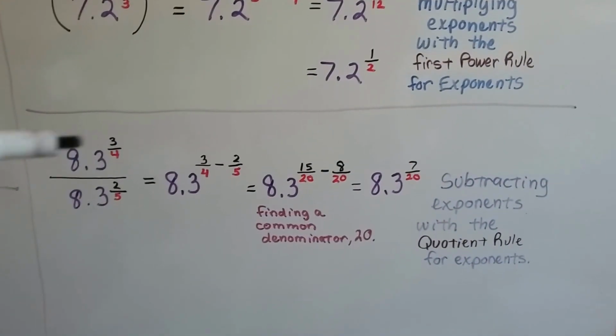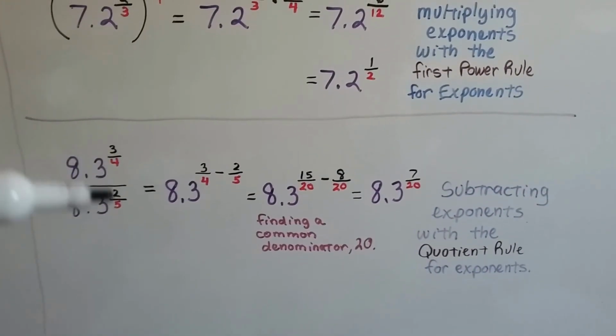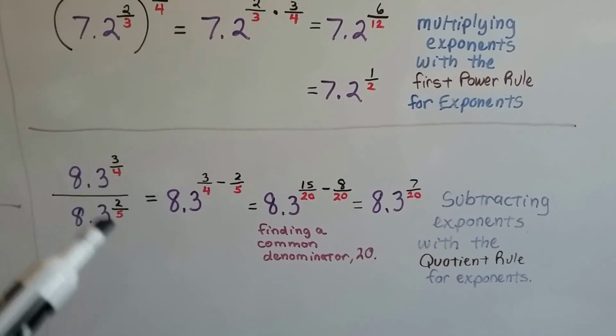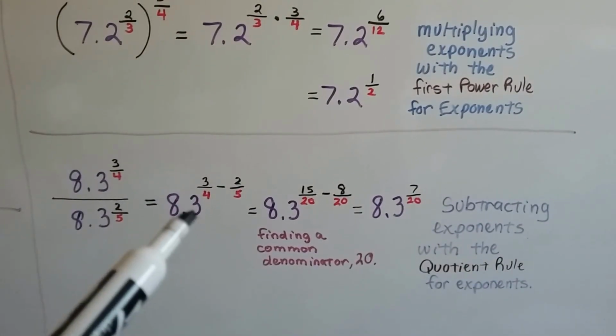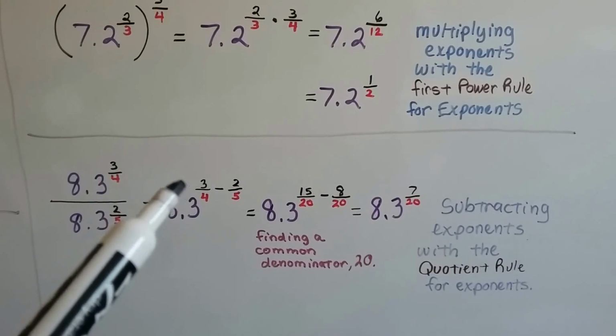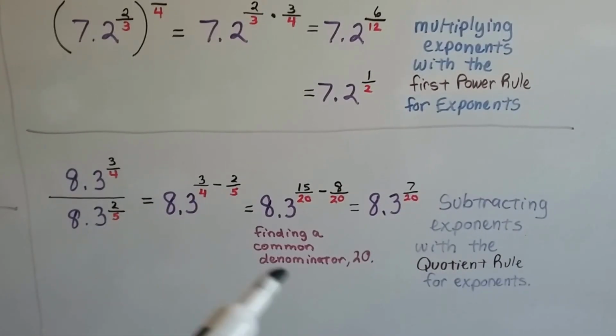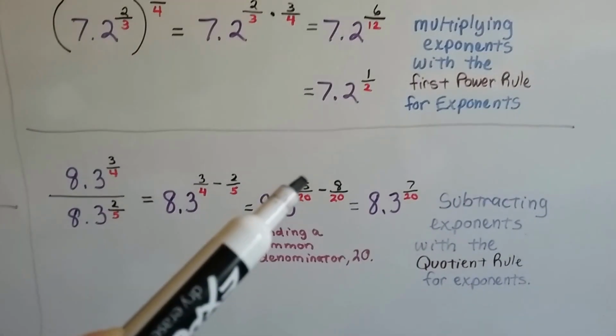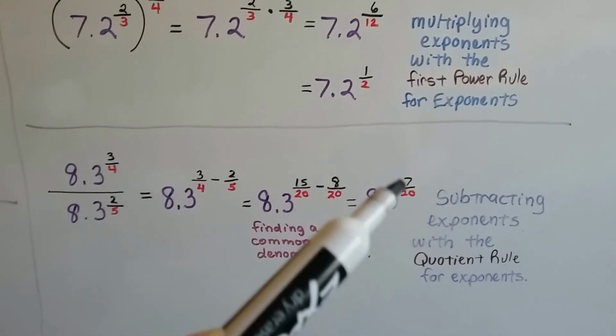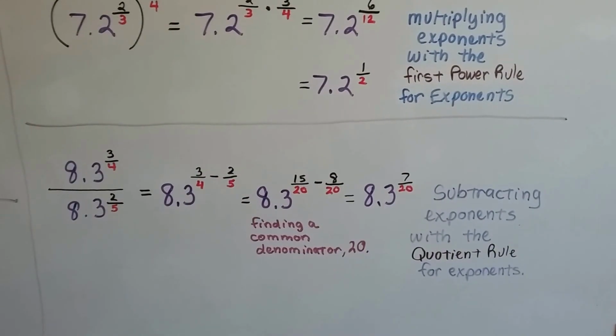Using the quotient rule again, we're going to subtract, right? Because this has a like base, we're just going to have 8.3 to the 3/4 power minus 2/5. We need to find a common denominator. We can use 20. So we get 15/20 minus 8/20, which gives us 7/20 as our exponent.